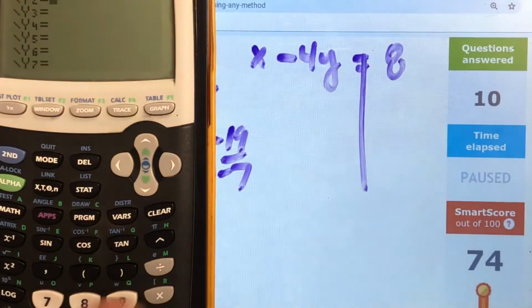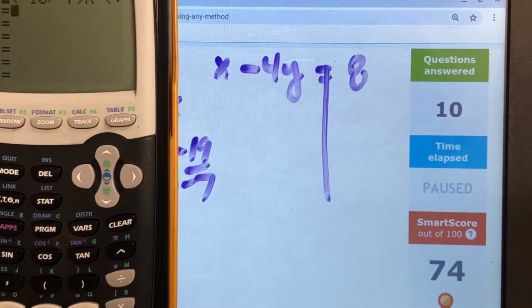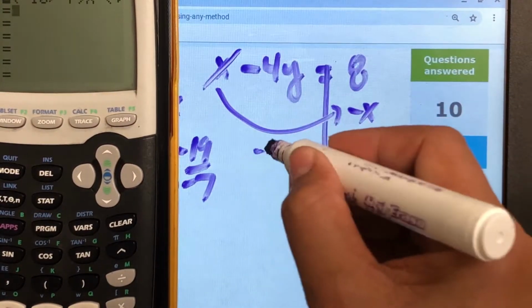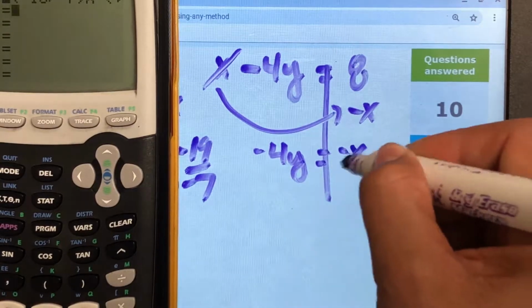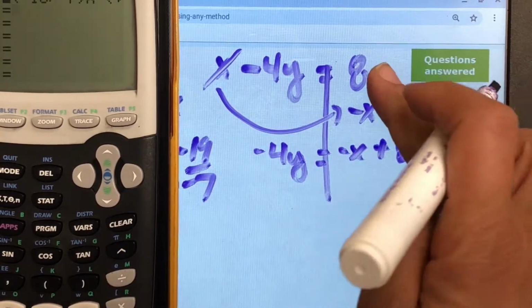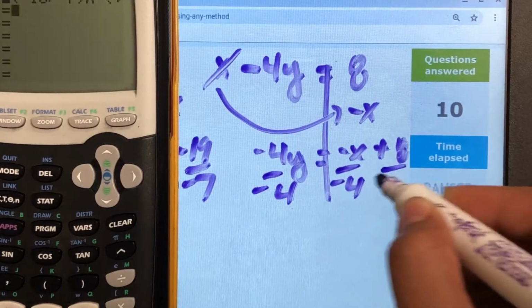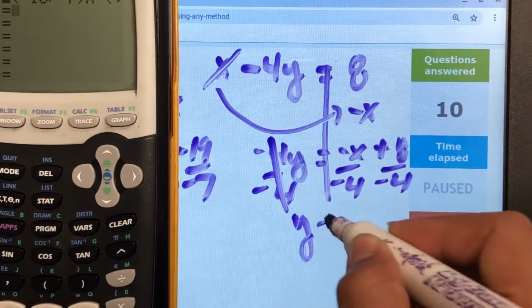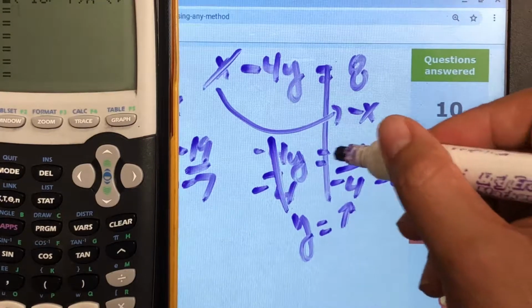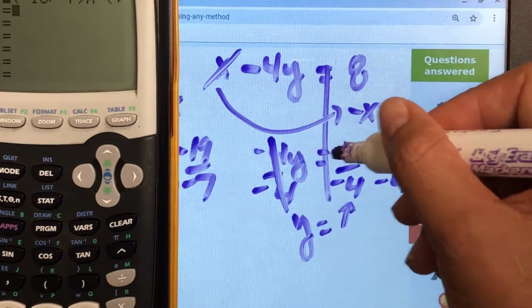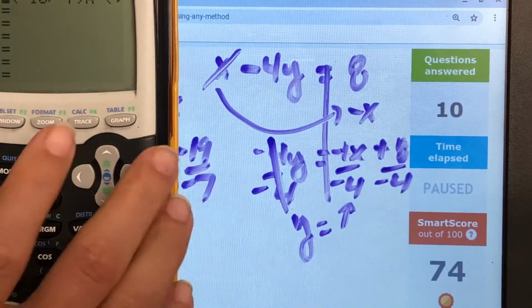So let's take a look at the second equation and make it y equals. So I'm going to take this to the other side. It's going to be negative x. So I have negative 4y equals negative x plus 8, because that's a positive 8. Divide by negative 4. Divide everything by negative 4. So y equals this thing. Now there's an invisible what number over here next to the x? An invisible 1. So it's a negative 1. Okay, that's what you're putting in the calculator.